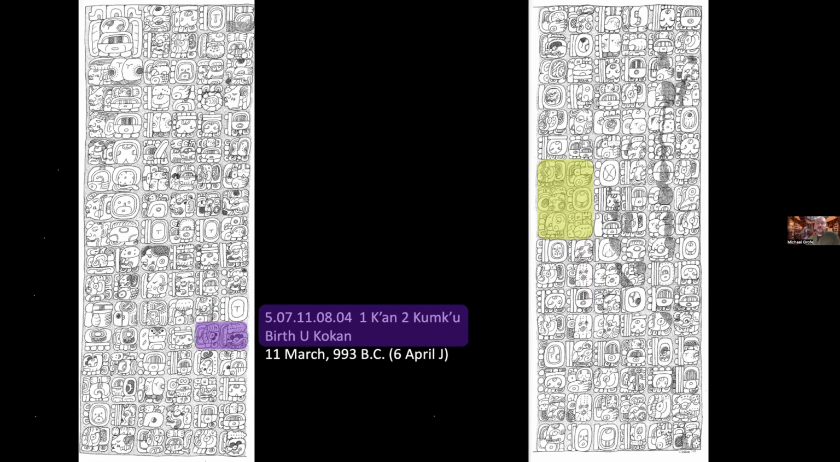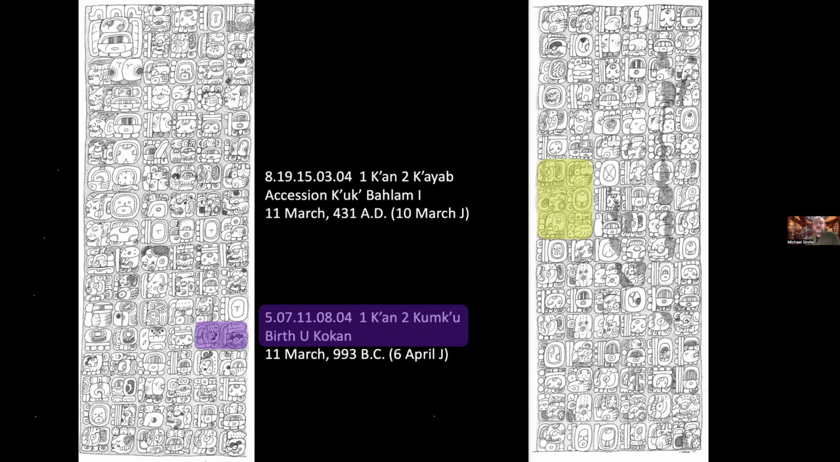And so if we go back over here, we can see the birth date of K'uk Bahlam, of U Kokan, and then the accession date of K'uk Bahlam I. And so in this case, remember, these were tropical year parallels before. But one thing that both I and Carlos Barrera Atesta noticed is that the Tzolk'in date here is just 20 days actually off of the Haab date. So this Haab date is just 20 days prior to another repetition of the date Tzolk'in.